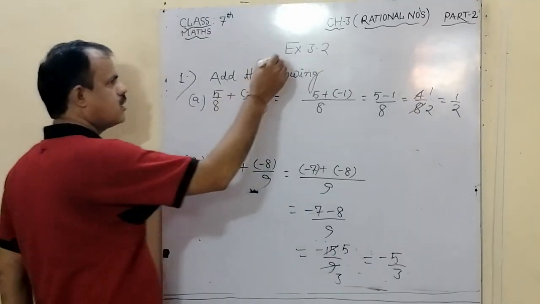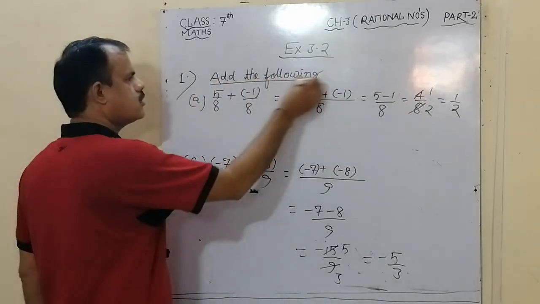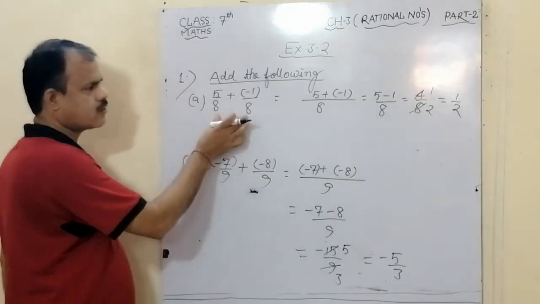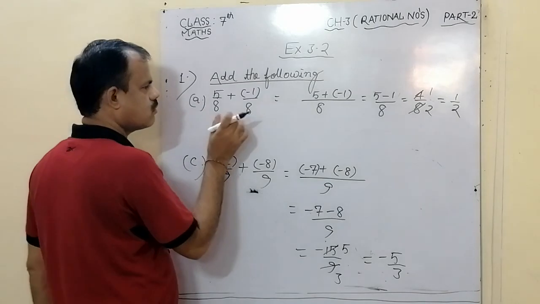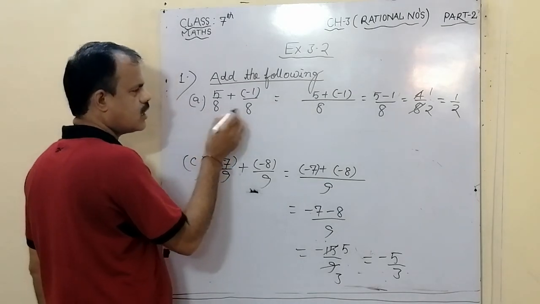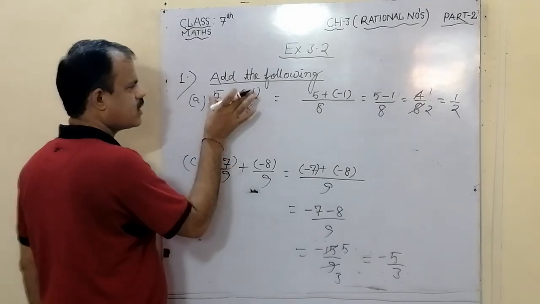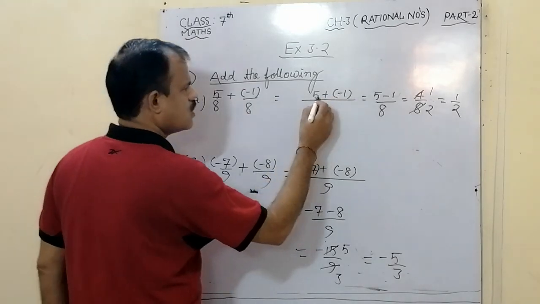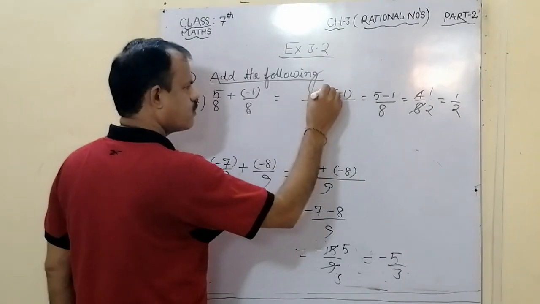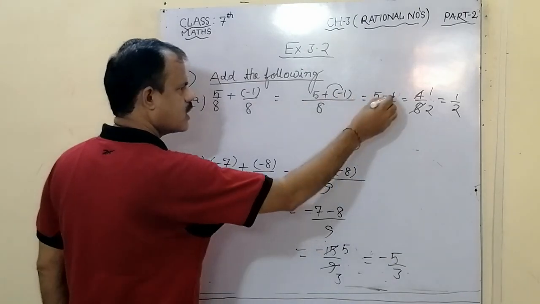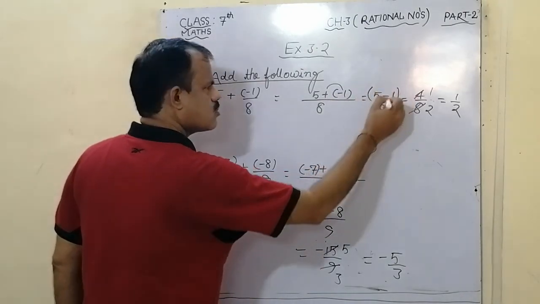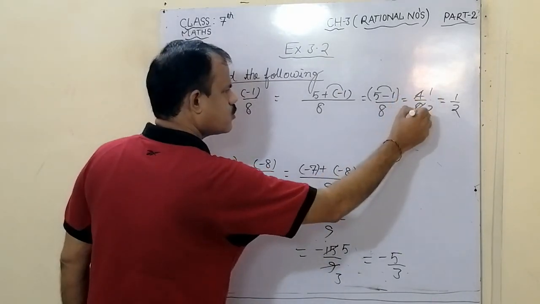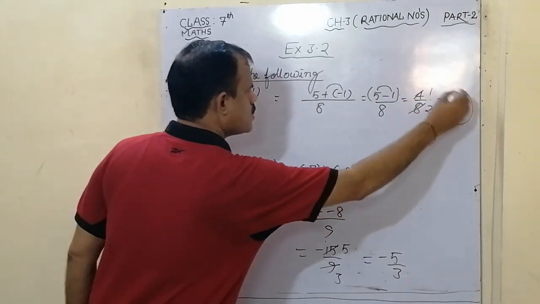Yes student, starting exercise 3.2, first question. Add the following. See here, 5 by 8 plus -1 by 8, both are like fractions. So we take the LCM of the denominators 8, 8, and simply write the numerators. This is 5 plus -1. So we write it like that. Now see here, plus into minus becomes minus. So 5 minus 1 upon 8. So it becomes 5 minus 1 is 4, 4 by 8. 4 ones are 4, 4 twos are 8. We simplify it. So the answer is 1 by 2.